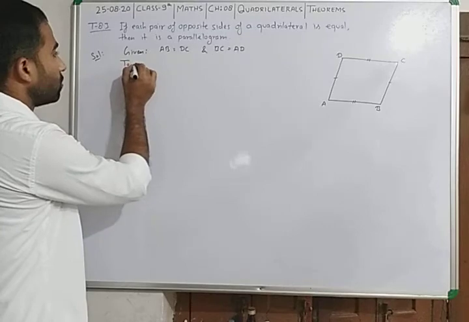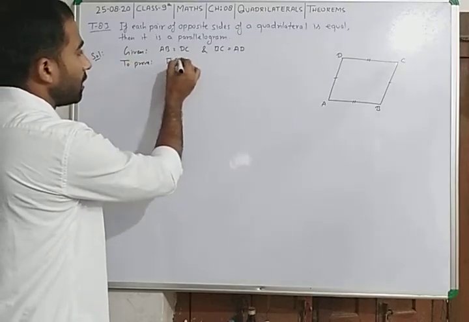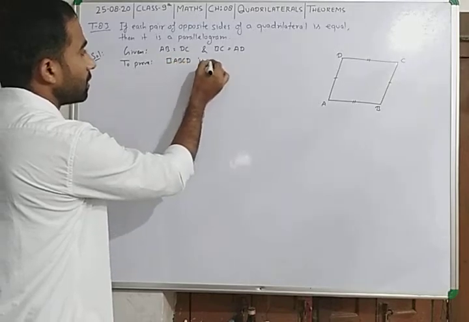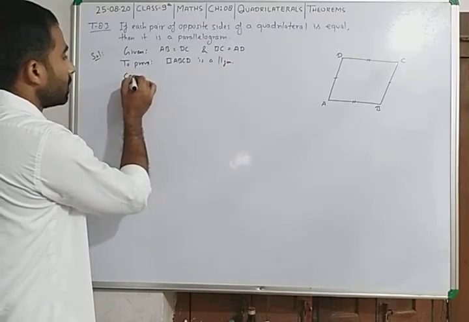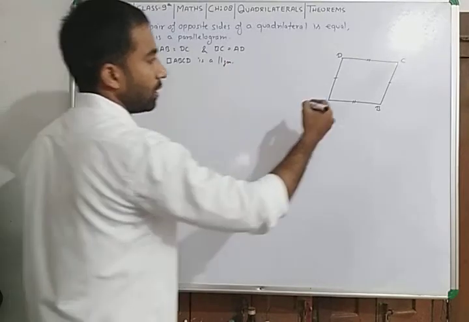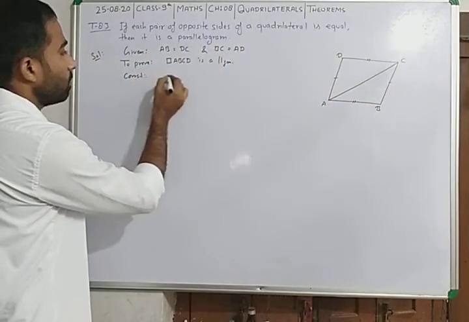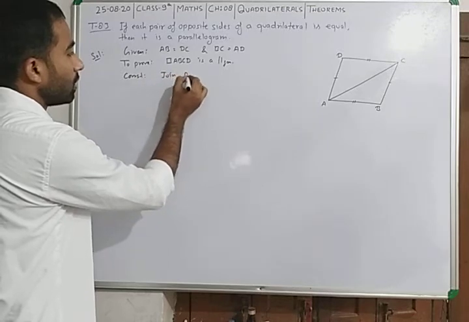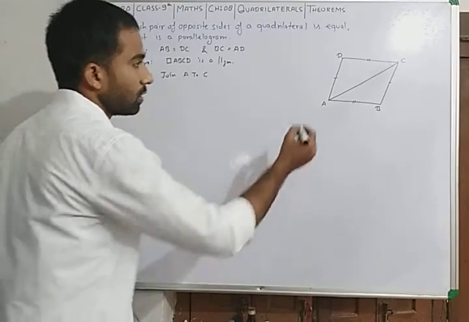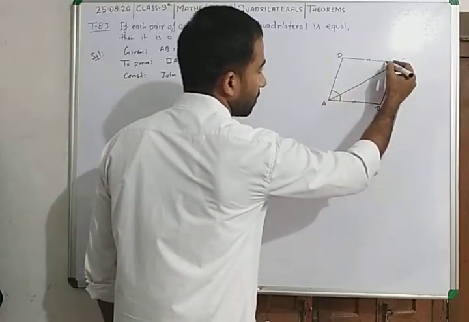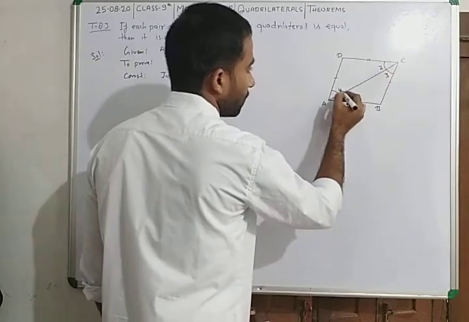Our target to prove: quadrilateral ABCD is a parallelogram. We will join the vertex A and C by construction. Join A to C. Now, here we can also represent the angles 1, 2, 3, 4.